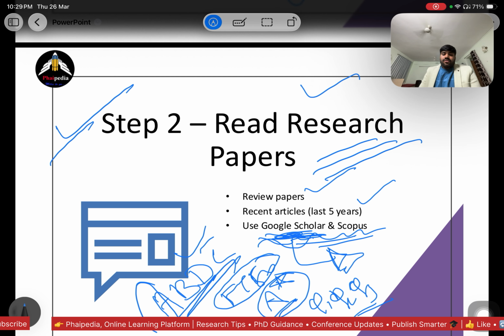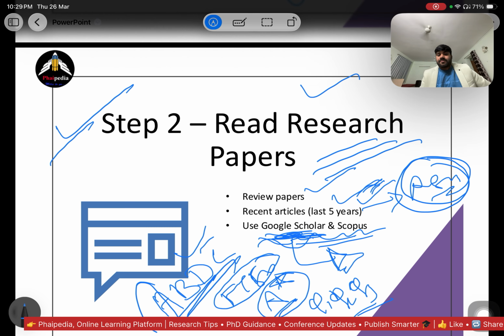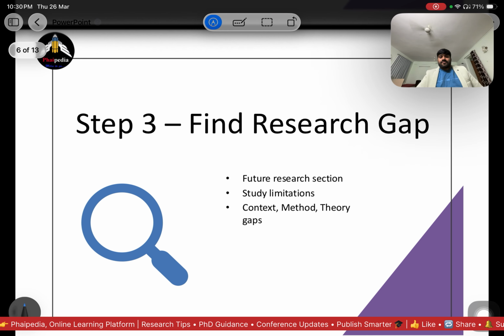Okay. And also recent 5 papers would be there because basically they talk about the research gap, the latest research gap. So that's why reading research articles is very important for any research scholar or upcoming research scholar.